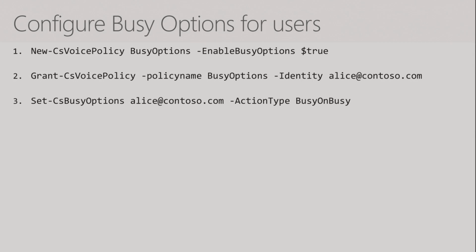So we turn busy options on, and then we can grant the voice policy as appropriate to Alice, right, in this case. That basically turns on the busy option feature. The last cmdlet here actually says what type of busy option we are setting up for Alice. Is it busy on busy, or is it voicemail on busy? So yeah, to wrap up the busy options piece, this is definitely a very pointed, specific feature that we've had a number of customers ask for.